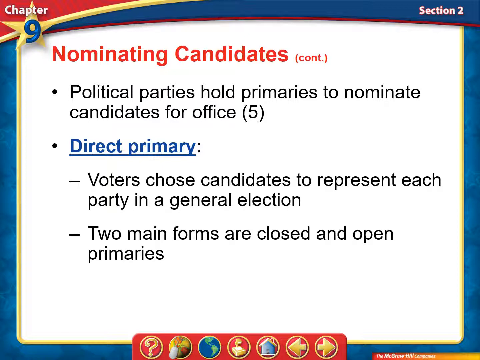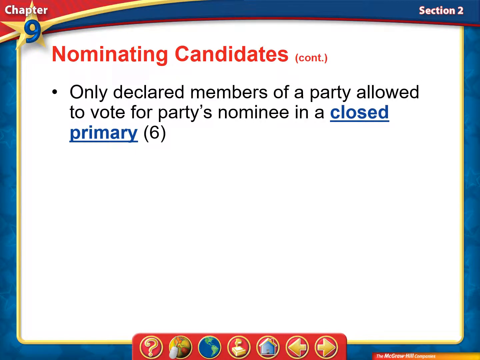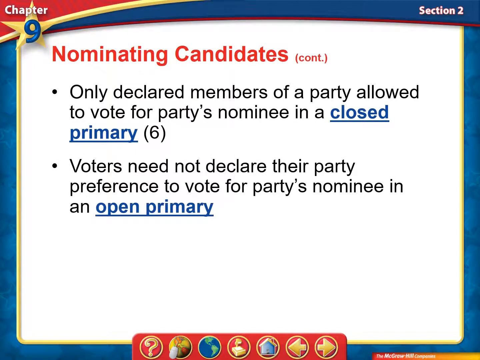The other states use what are called open primaries, meaning you don't have to be registered for that to vote in that party's primary. So once more, closed primary means that you have to be registered to that party, and you have to declare that a certain amount of time before the primary.